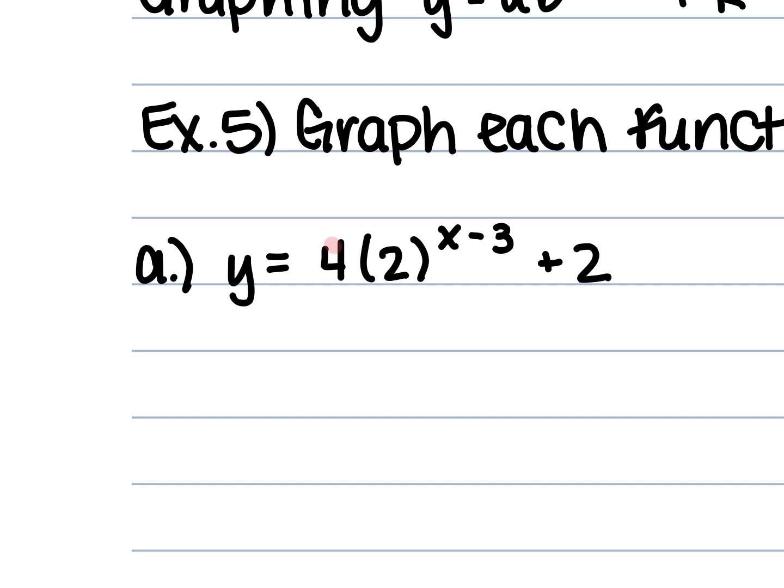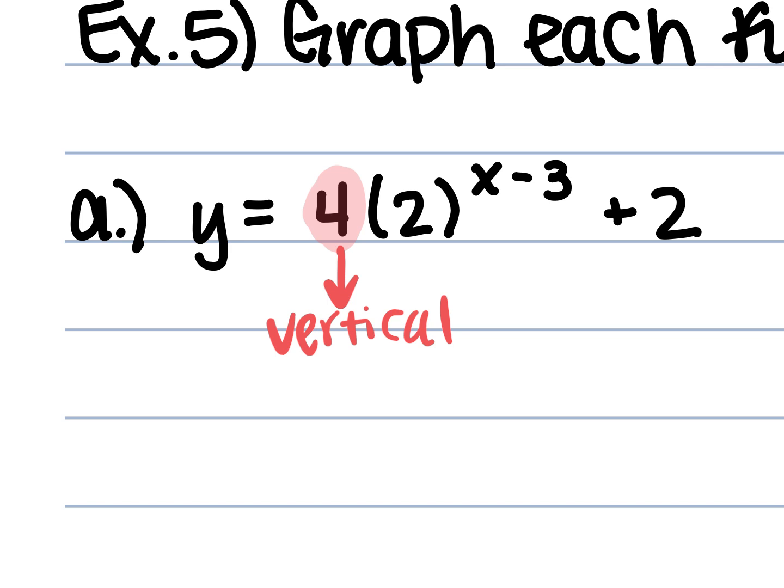Let's do it. Take a look at the 4. What operation is happening with the 4? Multiplication. Do you remember what transformations involve multiplication? Stretches and shrinks. Is the 4 part of opposite world? No, so what kind of transformation is it, vertical or horizontal? Anything in opposite world is going to be horizontal, and anything outside is going to be vertical. So it's vertical. Is it a stretch or a shrink? It's a stretch, because it's greater than 1. Very good.